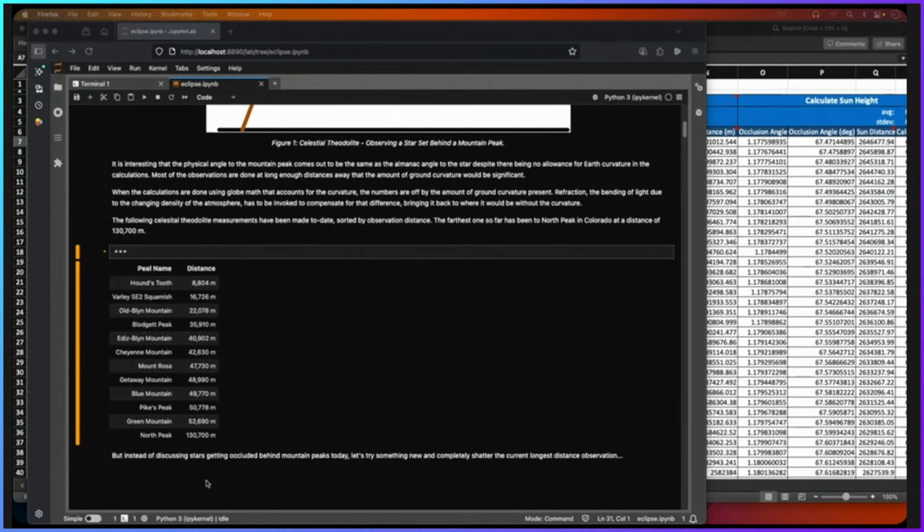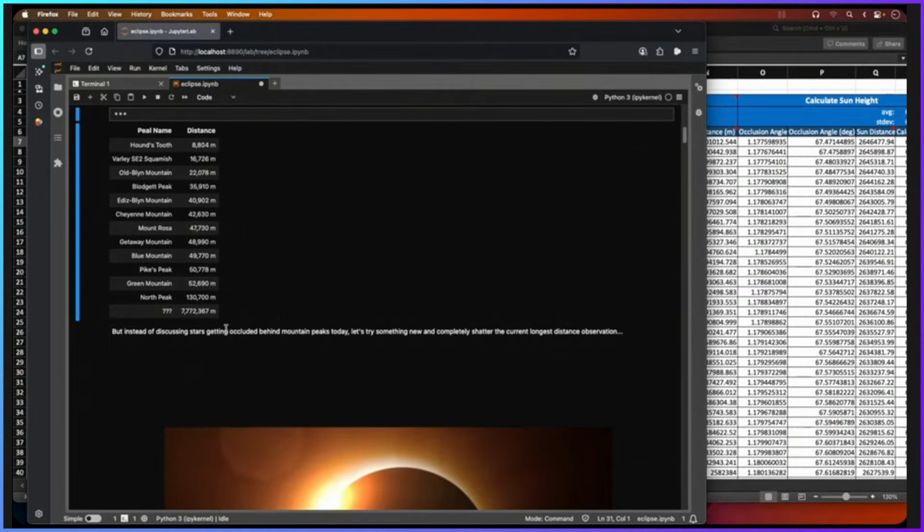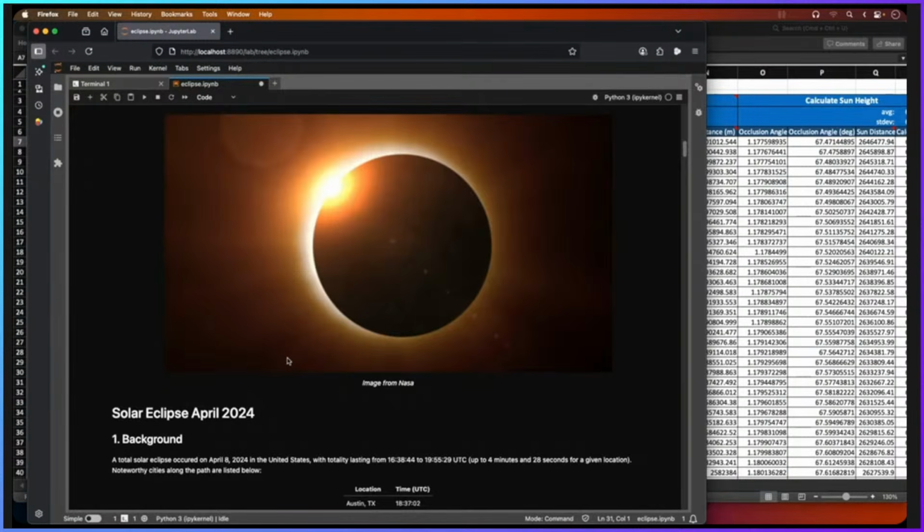But instead of discussing stars getting occluded behind mountain peaks today, let's try something new and completely shatter the current longest distance observation, which is going to be 7.7 million meters, which is 60 times the furthest record to date. And here's what we're discussing: solar eclipses.